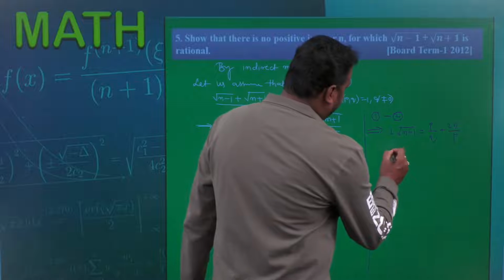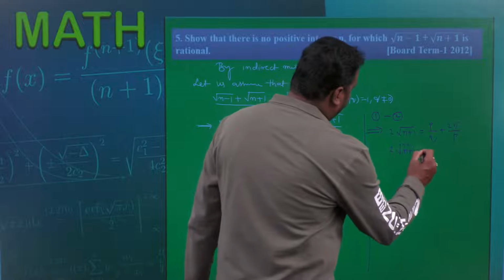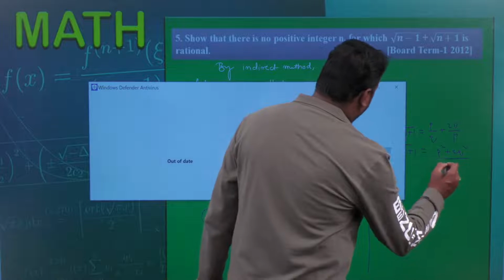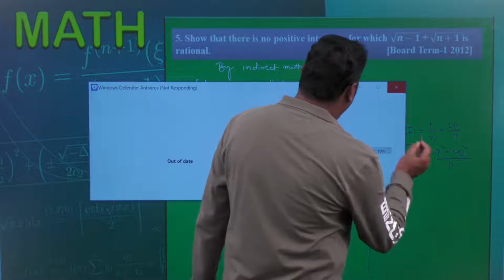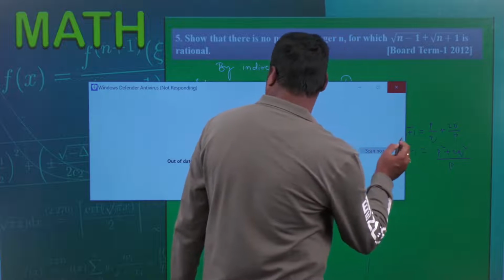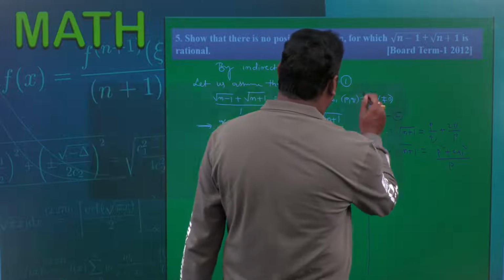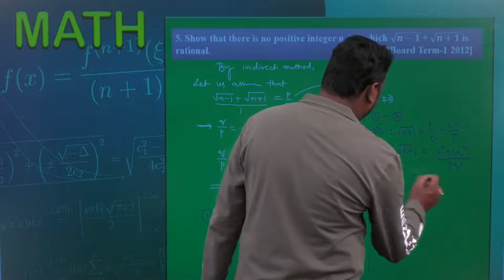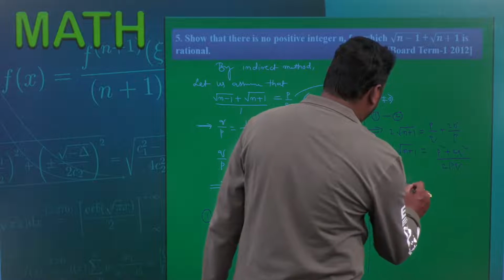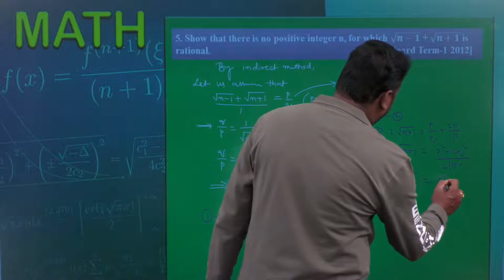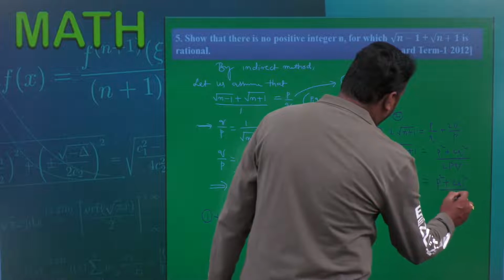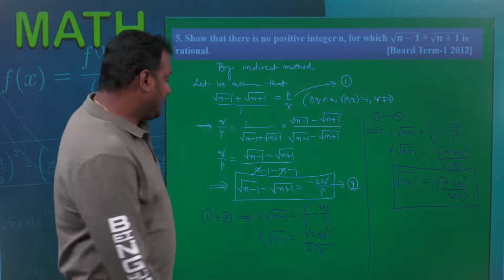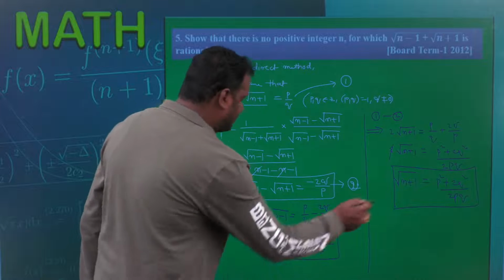So here 2 root over n plus 1 is going to be p square plus 2q square divided by pq. And then if you send this 2 to here, then root over n plus 1 is equal to p square plus 2q square divided by 2pq. So this is the value of root over n plus 1. See, root over n minus 1 value is this and root over n plus 1 value is this.